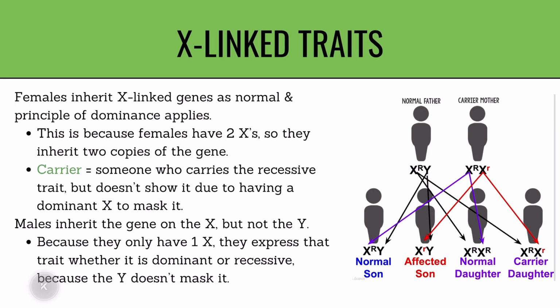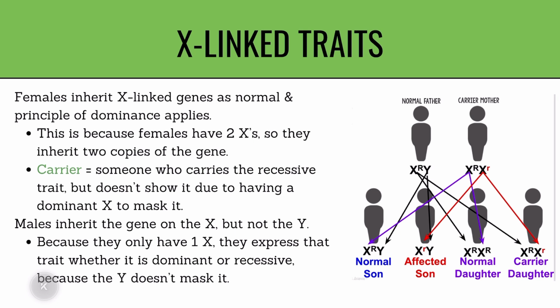Then you have X-linked traits. So we know that females inherit X-linked genes as normal, and the principle of dominance applies because we know that females have 2 X chromosomes. Females are XX. So they carry 2 copies of this X gene. That means that also you can have females being carriers of genes, which means that it's someone who carries the recessive trait, but they don't show it because they have a dominant trait to mask it. So females can be heterozygous for an X-linked trait because they have two X chromosomes.